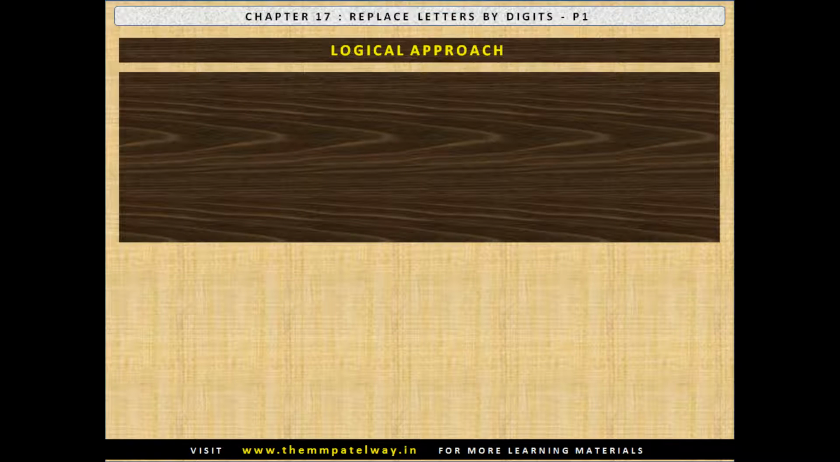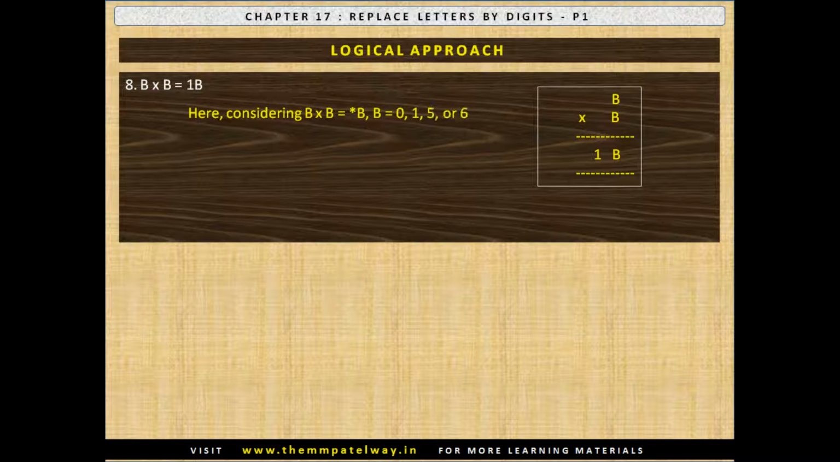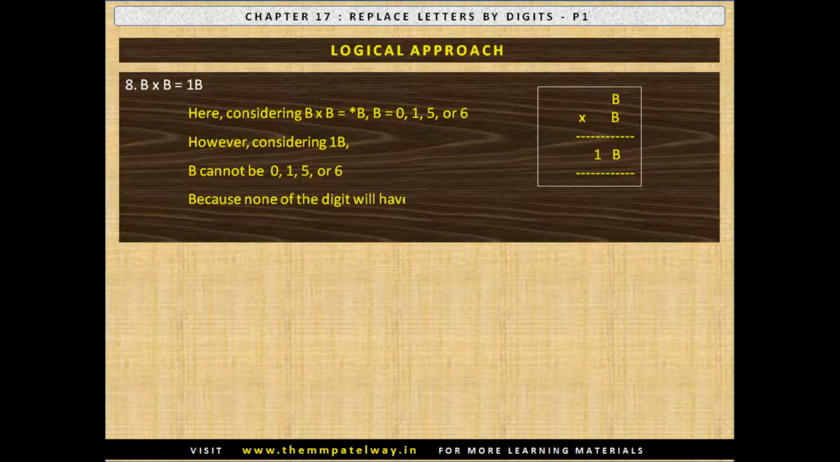Number 8. B into B equals 1B. Here considering B into B equals star B, B will be equal to either 0 or 1 or 5 or 6. However, considering 1B, B cannot be 0, 1, 5 or 6 because none of the digits will have a carry forward of 1 which is needed. Hence, this is an impossible situation.